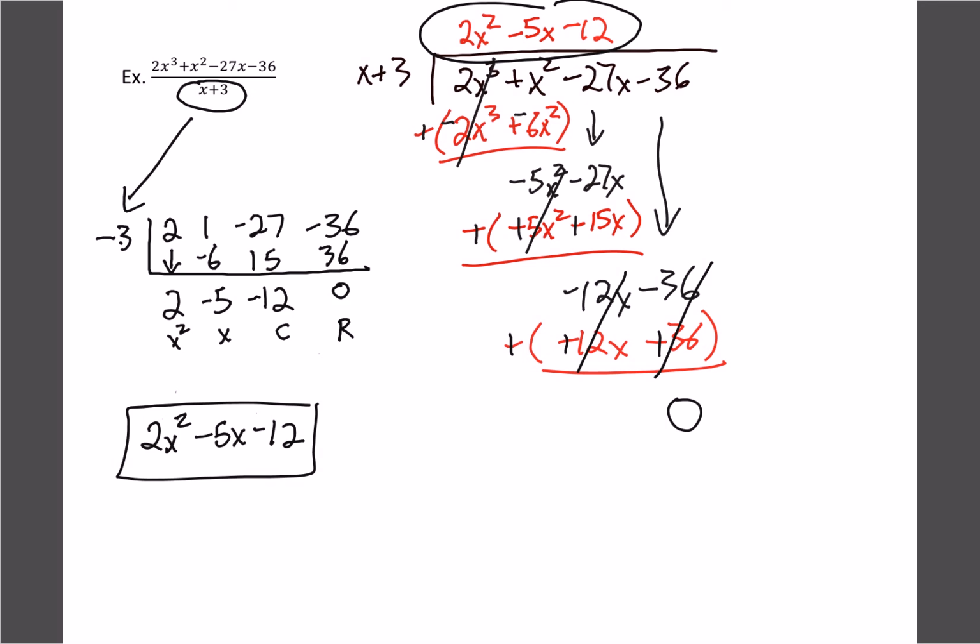A lot of people like synthetic because it's a little bit shorter and faster. You're not worrying about all the x's and so on. So let's do a couple of those. Here's another one. We're dividing by x plus 2, so we'd write minus 2. We're going to divide that into 2x cubed, 5x squared, minus 1x, and minus 6.